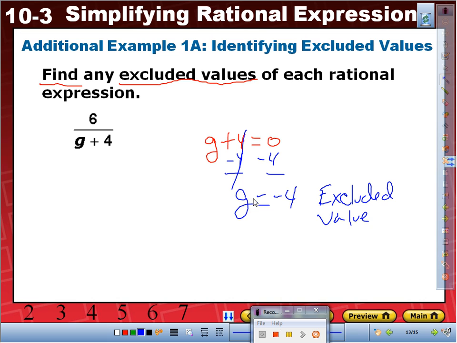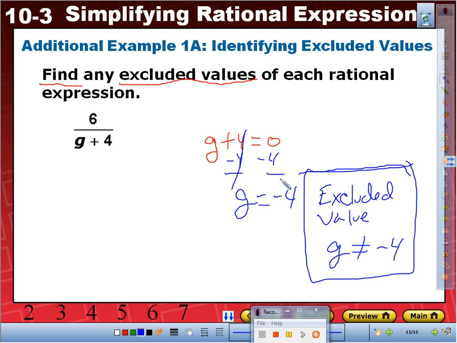Eventually, when you start doing more practice problems a little bit faster, you can write it like this. G cannot be equal to what? Negative 4. Everybody with me? Yes.